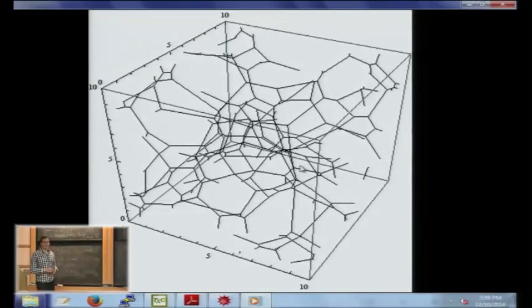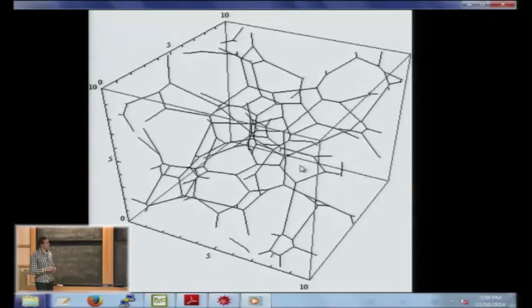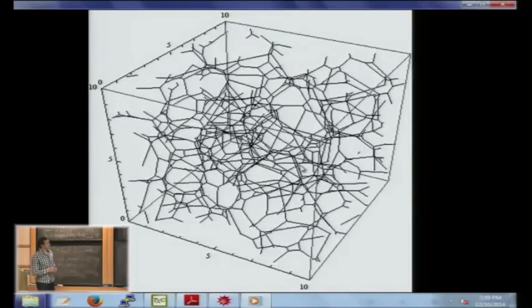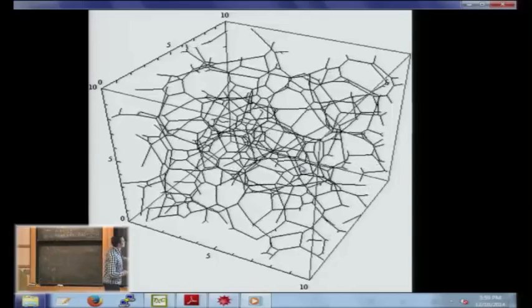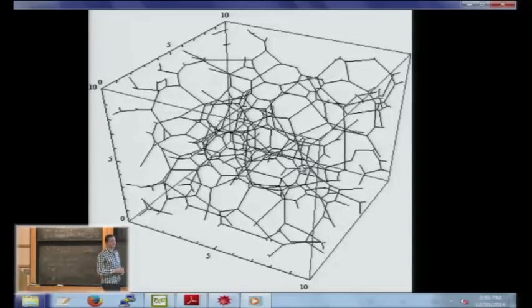So any question about this model? Yes, this is on a torus. If you look hard enough, you'll see that what goes out one side comes in the other side.